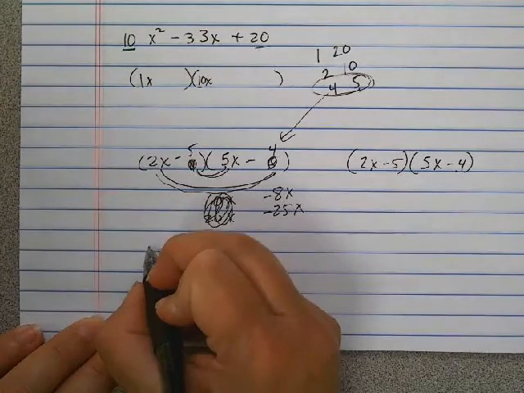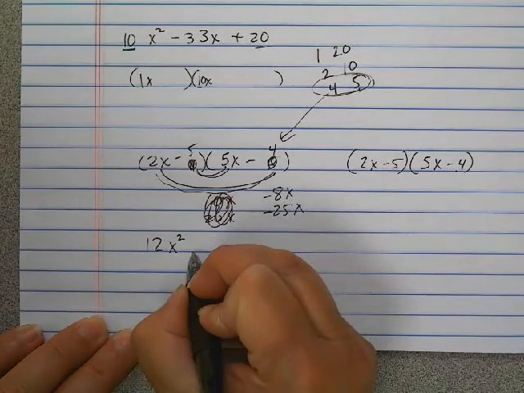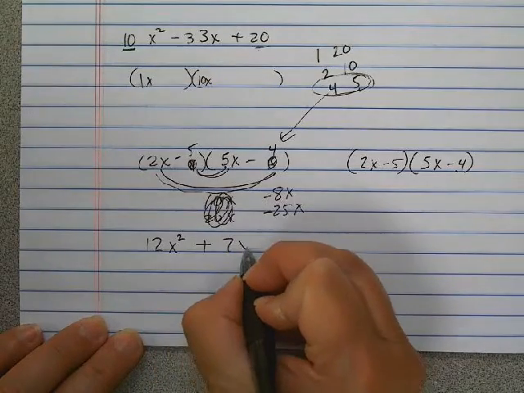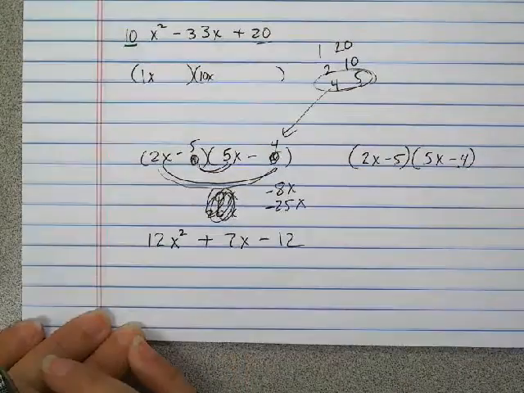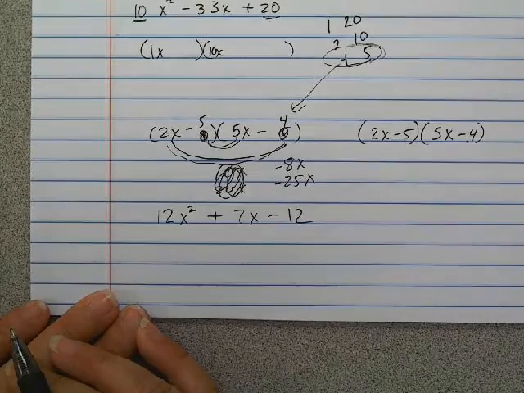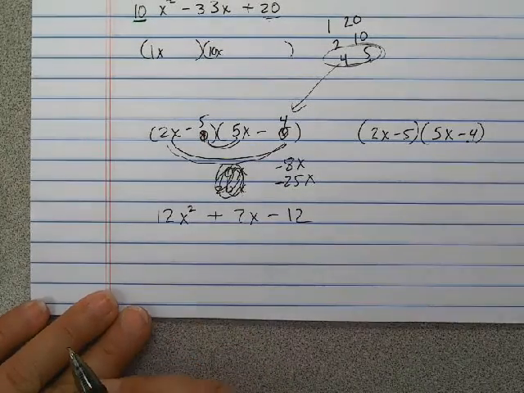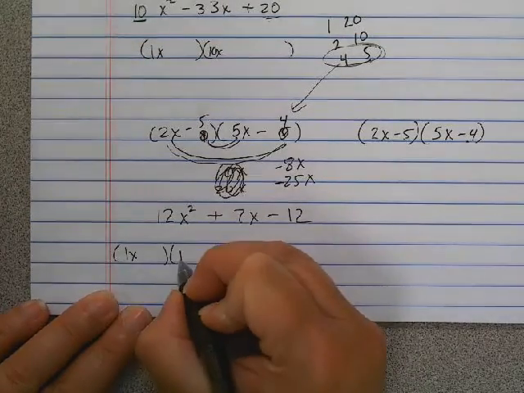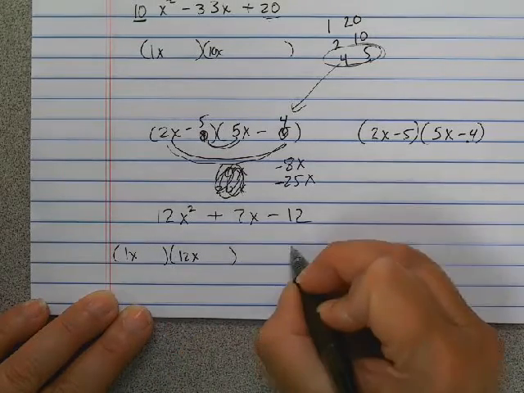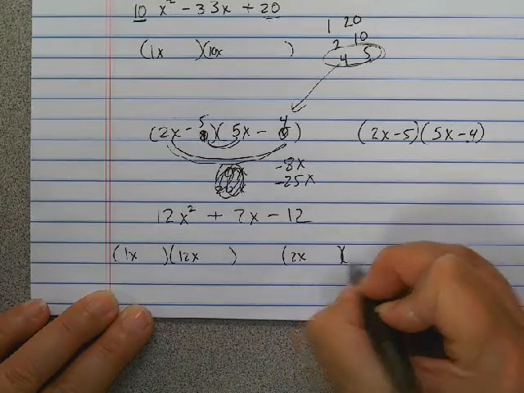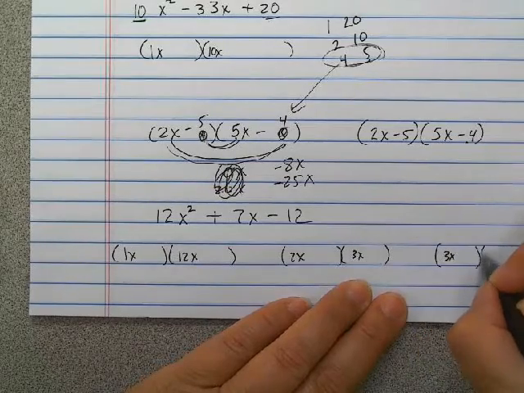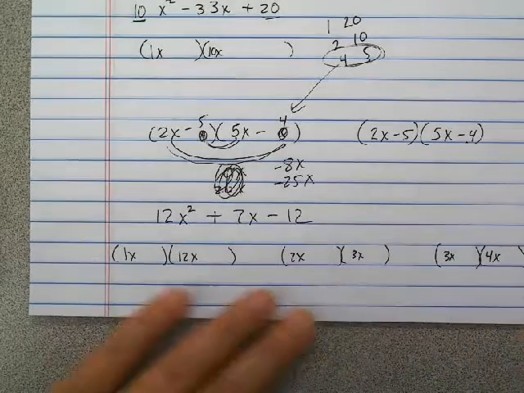12x squared plus 7x minus 12. And this is the one I thought I was doing and you could see, but you couldn't. So a few things I could try here. I know that this could be 1x and 12x. Or I could use 2x and 3x. Or I could use 3x and 4x.